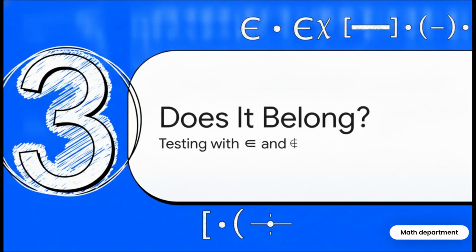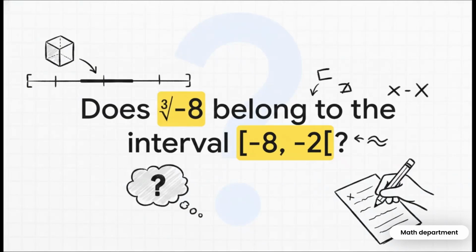All right, section 3, does it belong? Subtitle, testing elements with the belongs and does not belong symbols. So we use that funky little curved E symbol to say a number belongs to an interval, and the exact same symbol with a slash right through it to say it does not belong. Remember our rule, if a bracket is closed, the number belongs, but if it's open, it does not. Let's actually put this into practice.